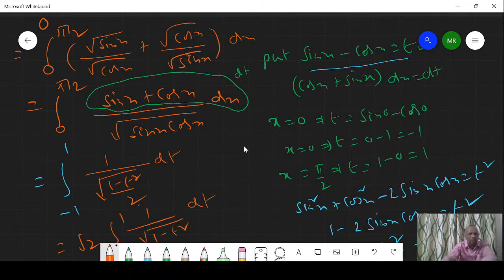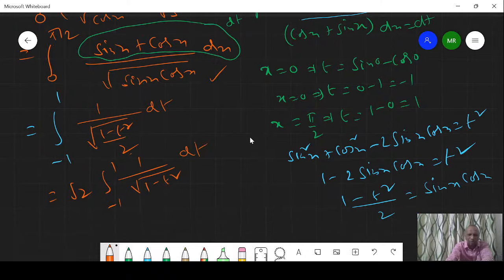Just I am doing this. They have given root tan x plus root cot x, which is root sin x by root cos x plus root cos x by root sin x. Take the LCM, we can simplify like this. Take the substitution sin x minus cos x is equal to t. Differentiate this, then substitute the limits, the x values, and find the t values. Then squaring on both sides, sin x cos x is equal to 1 minus t square by 2.